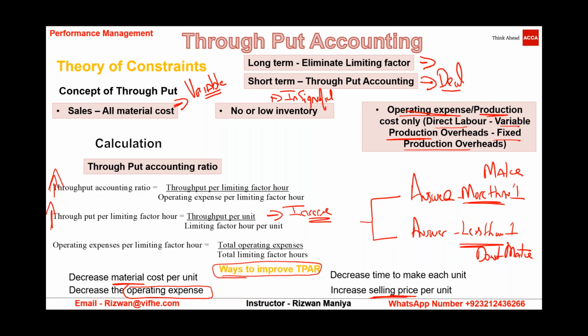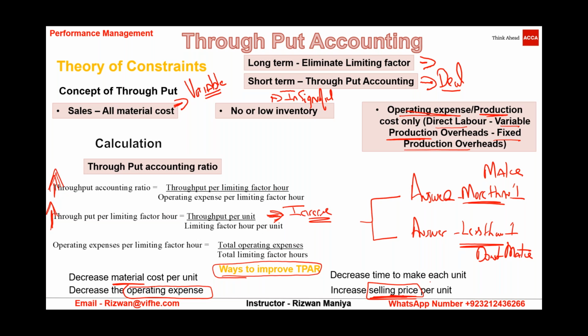So, selling price per unit. If you increase your selling price per unit, the increase in the selling price will improve your throughput per unit, right? And if it improves your throughput per unit, this means your throughput per hour will increase, and hence throughput accounting ratio will increase. Agreed? Okay, so increasing selling price.